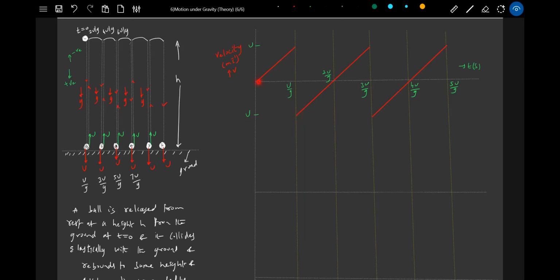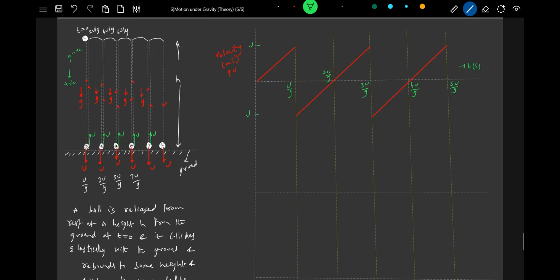Then again, what is the motion? First accelerated motion. Then it changes direction due to collision, with no loss of energy due to the elastic collision. Then it undergoes retarding motion. The velocity keeps decreasing and comes to instantaneous rest. Then again it falls back, starts accelerating, and strikes the ground with speed u. Again it undergoes retardation. So this was the graph here.